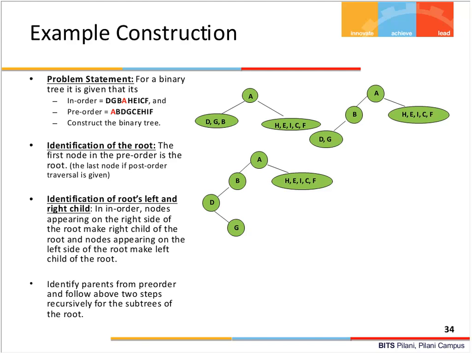But if I take C and I compare rest of the elements in the in order traversal, I see H, E, I are occurring on the left side of C and F is coming on the right side of C. So what does it mean? That C will be the root of the subtree, HEI will be on the left side, F will be on the right side. So my next iteration is going to look like the fourth tree which I am showing on my screen. Alright.